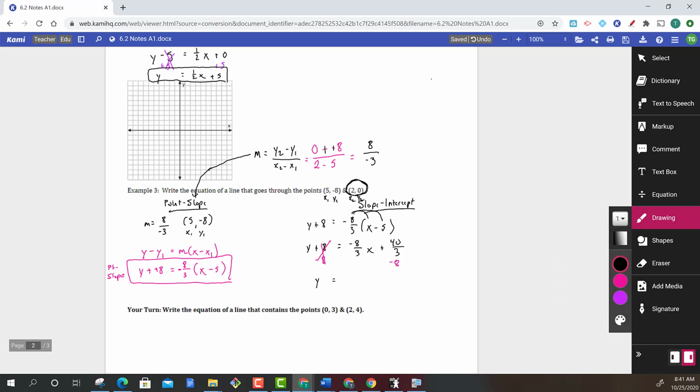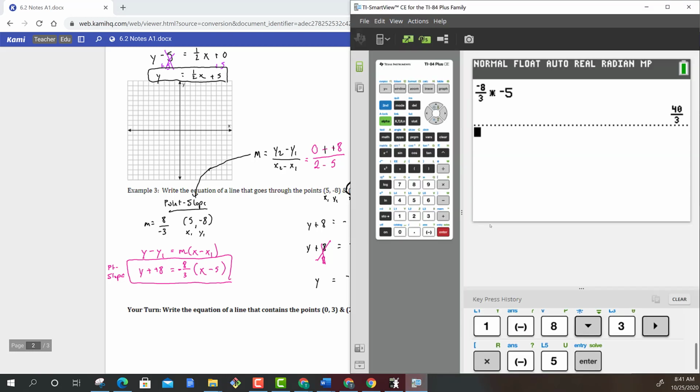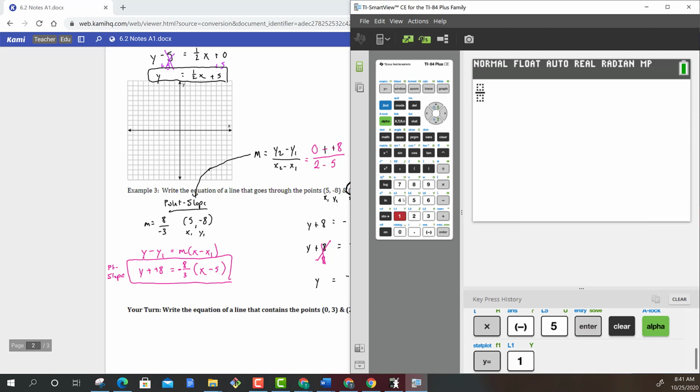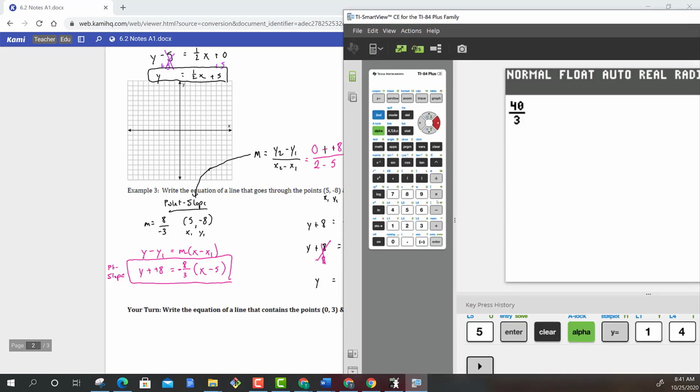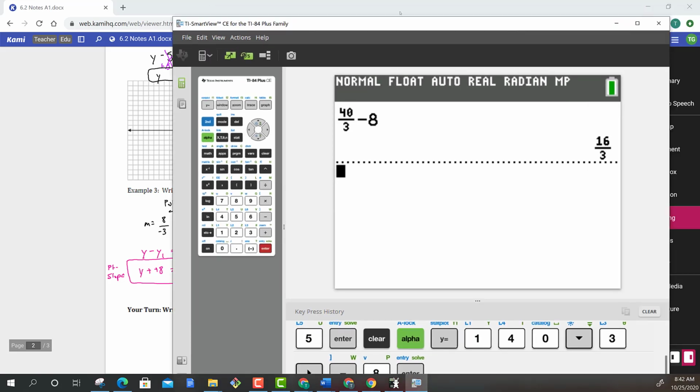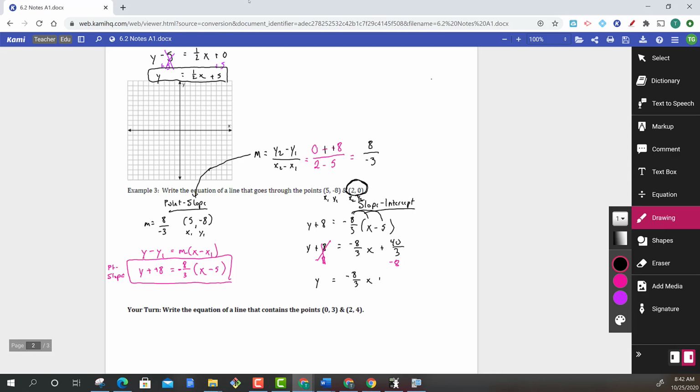So slope-intercept form is -8 thirds x. And again, I'm going to pull out the calculator because we need to do 40 thirds minus 8. So alpha y equals number 1. Type in 40 thirds. And I am subtracting 8. Whatever that is, that will finish off slope-intercept form. So both of these equations represent the same line, just written in a couple of different ways.